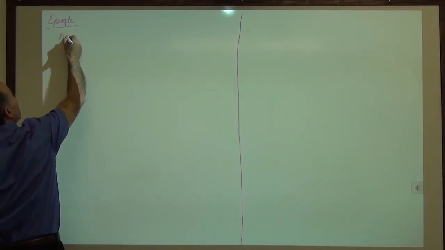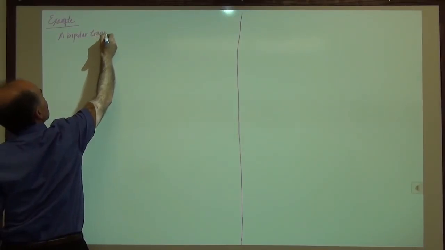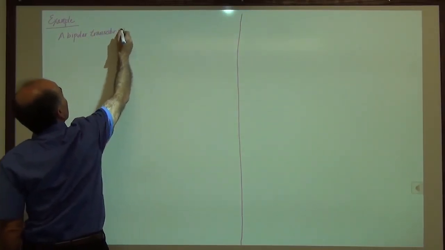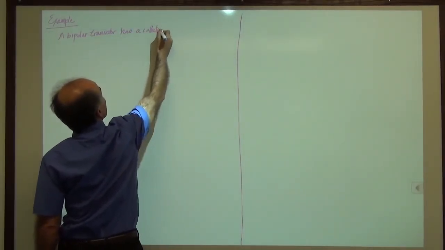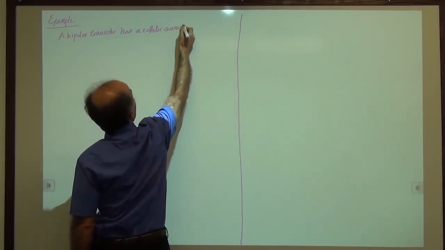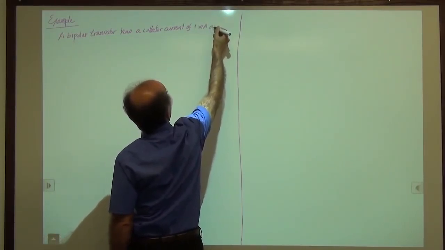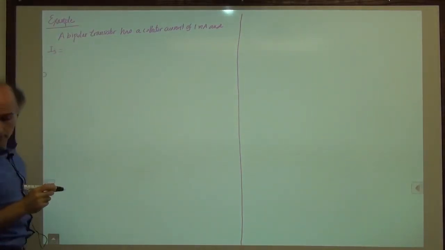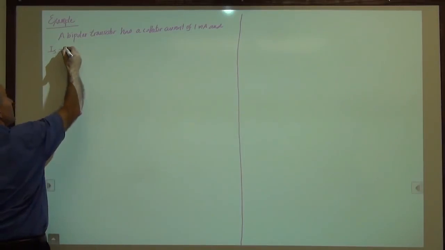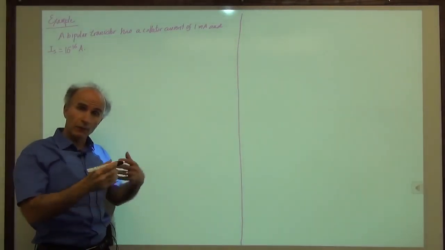So a bipolar transistor has a collector current of 1 milliamp and Is equals, I think I assumed, 10 to the minus 16 amperes. All right, so I have biased the transistor in forward active region.